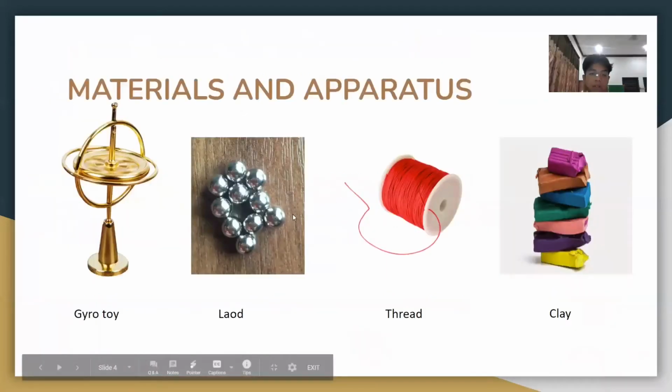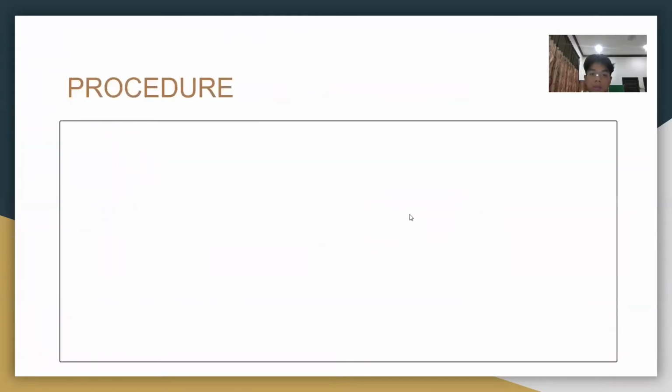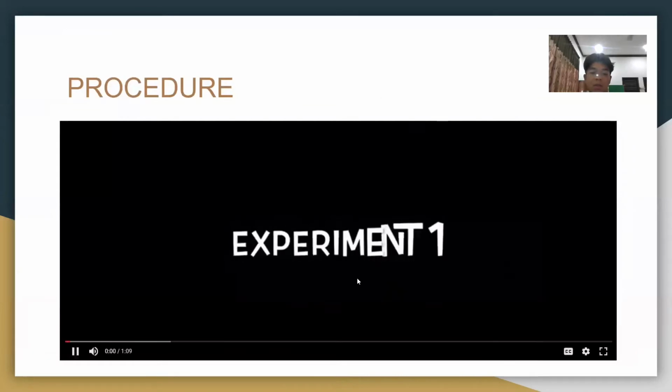Thank you, Nova. Now we proceed to the materials and apparatus. In conducting this experiment, we need 4 materials and apparatus: the gyro toy, the load, which as you can see from the picture has 10 steel balls, each weighing about 1 gram, thread, and a clay. The clay is used to stick to the base of the gyro toy so it does not move. Based on this video, this is how we basically do this experiment.